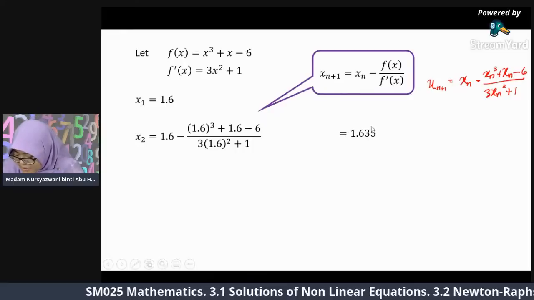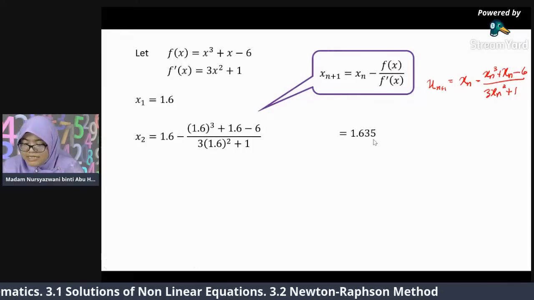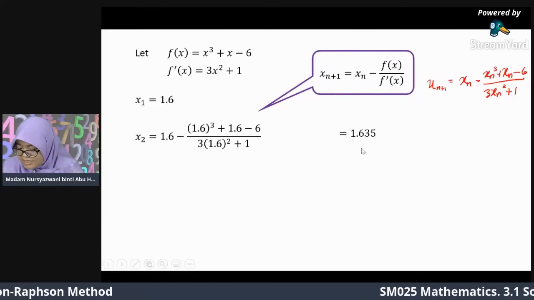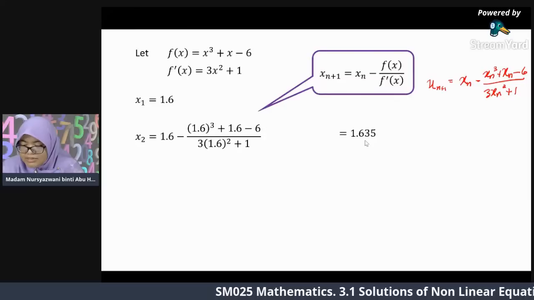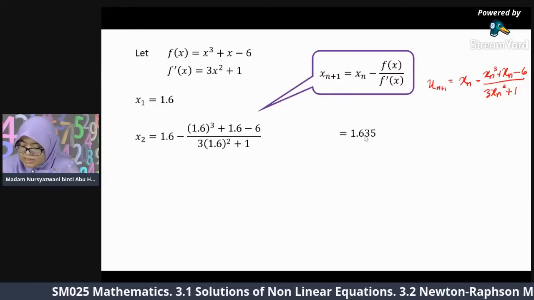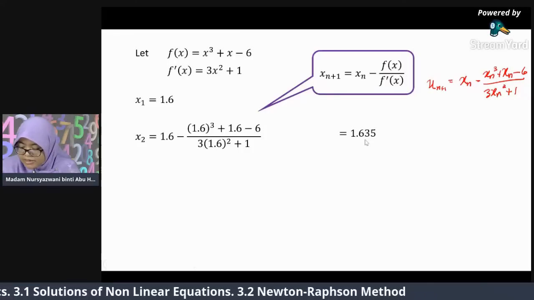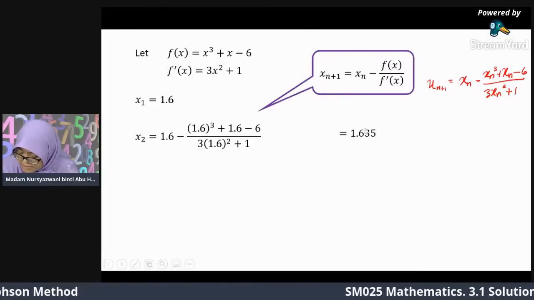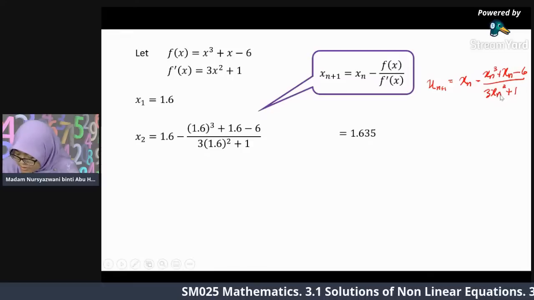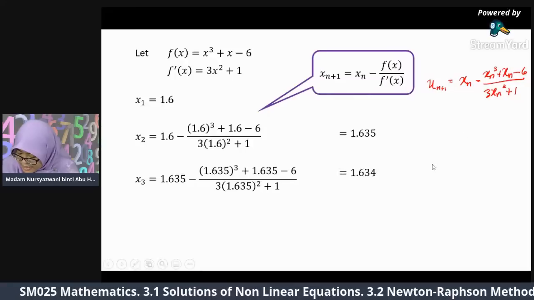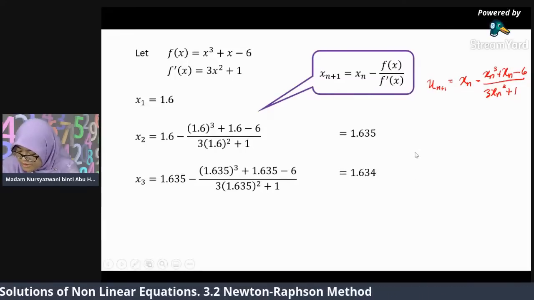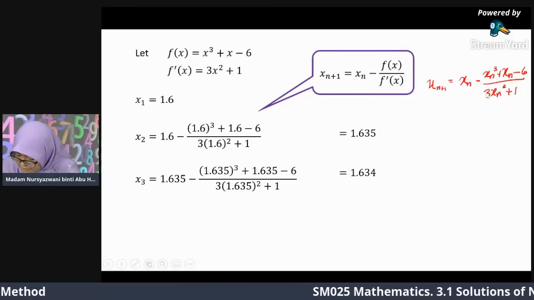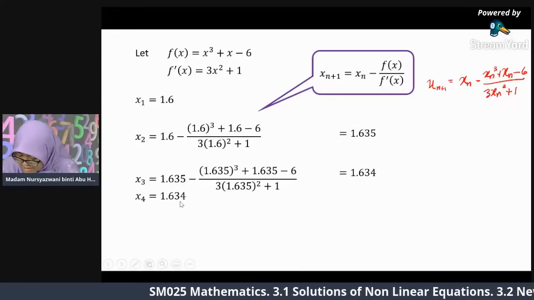1.635. Okay, kenapa jawapan saya bagi 4 angka bererti? Okay, so dekat sini soalan memang minta 3 angka bererti, tapi pada calculation langkah pengiraan kita ambil 4 angka bererti, maksudnya kita kena extra lebih 1 lah. Kita just round off the value on the final answer. Okay, now we substitute this value into Newton-Raphson formula and we get 1.634. And then we substitute this value into this formula again and we get 1.634.